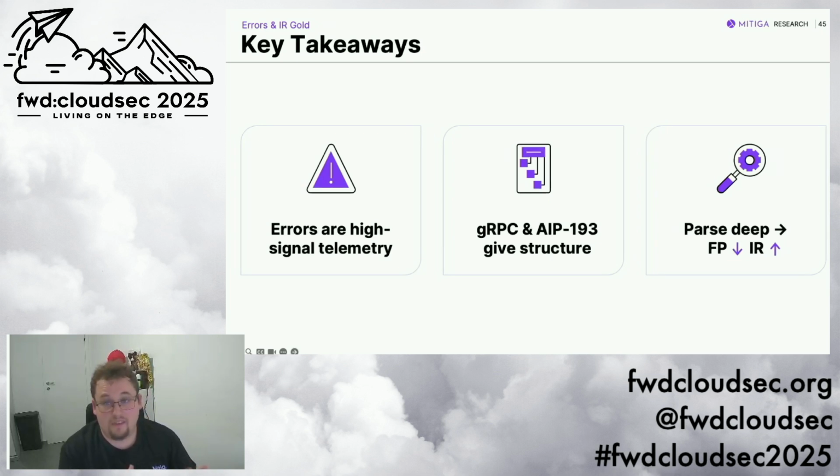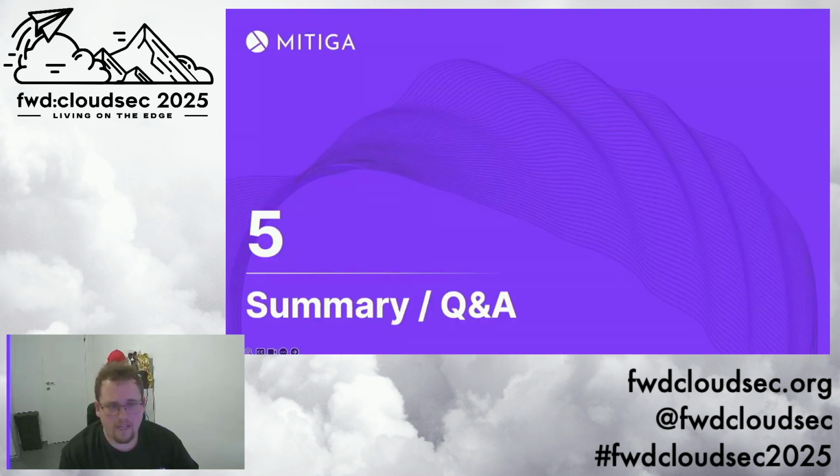So our key takeaways from this small section is that we could use these for telemetry. The structure of AIP 193 gives us a better way for parsing these errors and detections, and we could reduce false positives. As a summary, we noticed that if we look at error codes differently, we could have a bit more value. We learned gRPC is part of GCP. We learned the flow of a request, the structures of an error code, HTTP status codes, a bit about the long operations, and how we could implement this for detections and investigations.